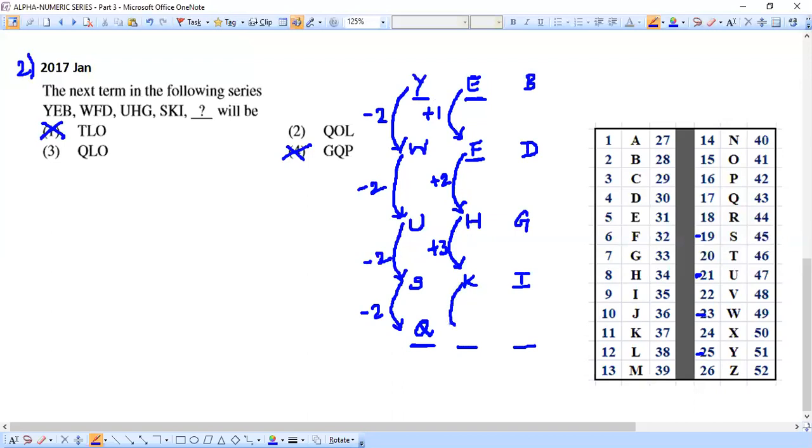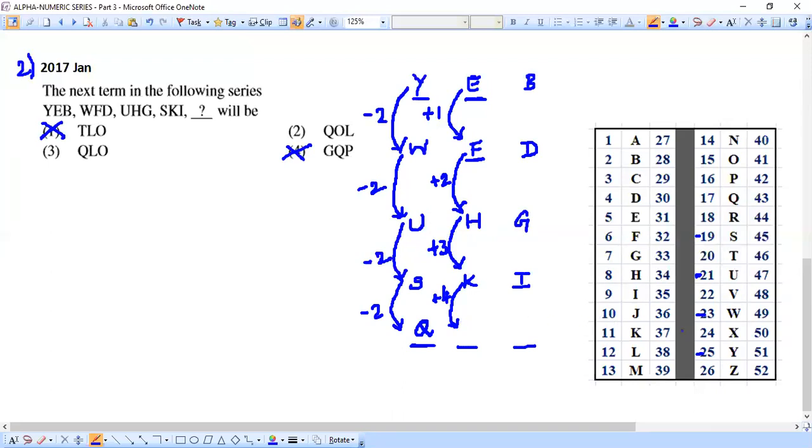From K, to find the second letter of the missing term, what do we need to do? See what they are doing here: +1, +2, +3. The pattern clearly tells us we should continue, so here we should have +1, +2, +3, and if we continue, we'll be getting +4 here, is it or not? So to get the second letter of the missing term, we need to do K plus 4.